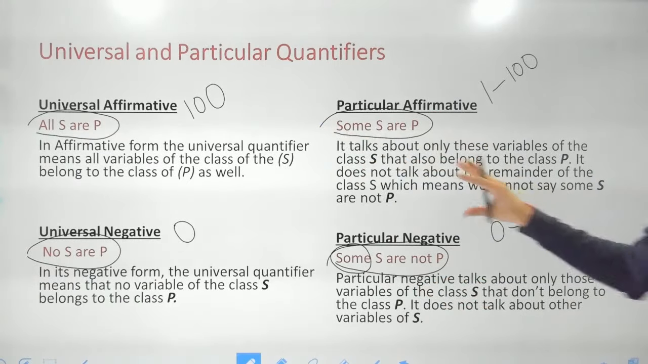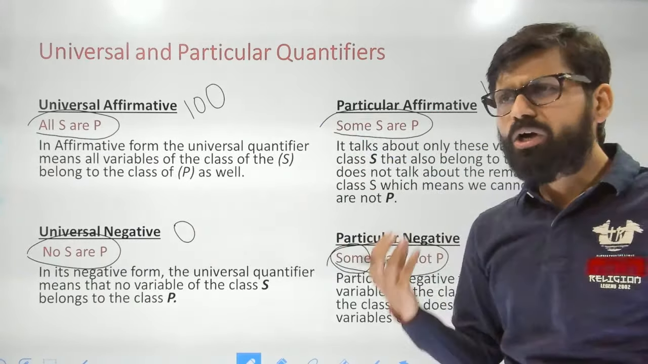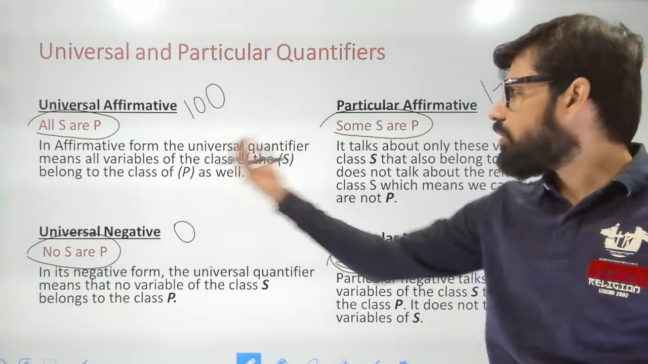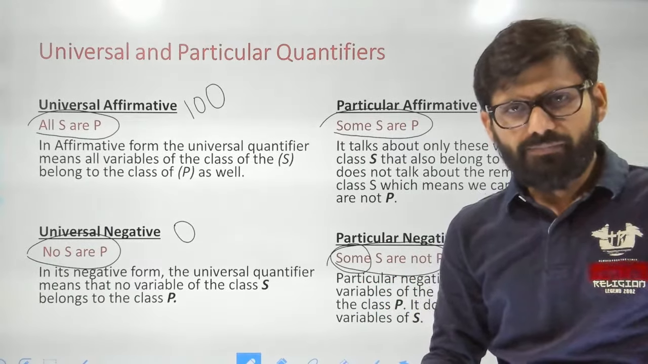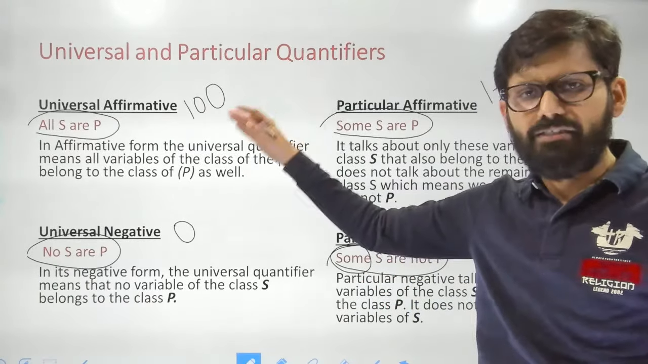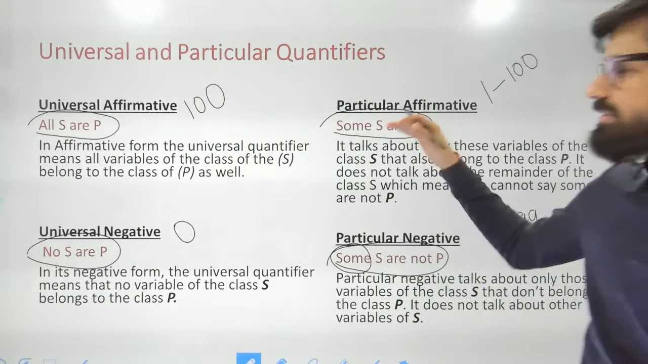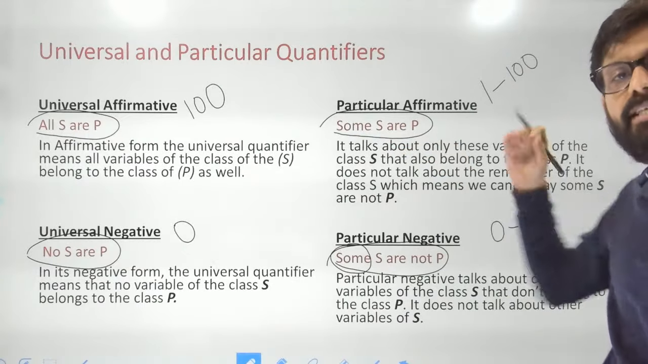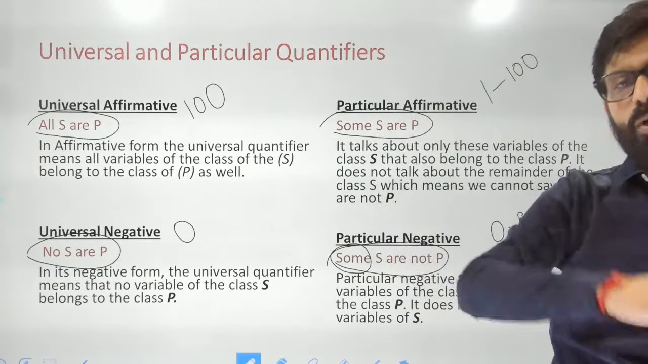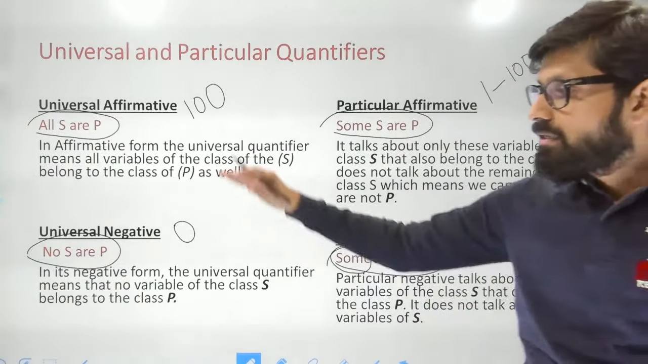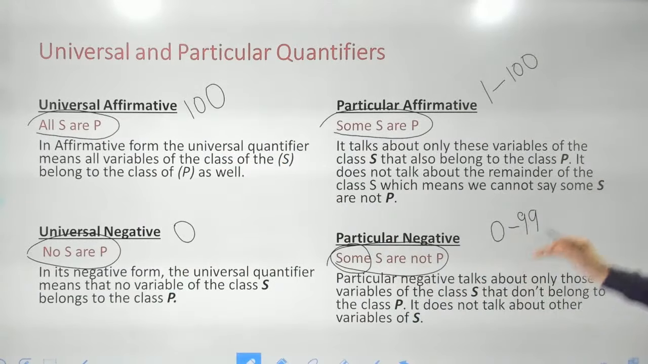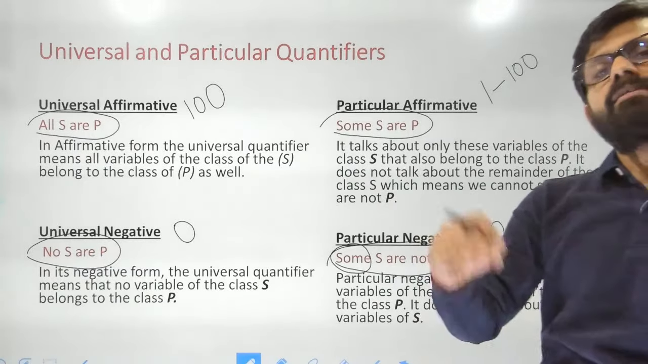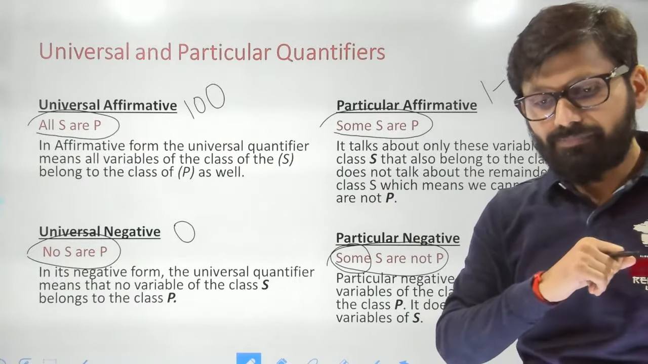So this is how we are treating these quantifiers, and we are calling these words quantifiers, all, some, no, some not, because they signify a quantity. All signifies 100, all elements. Some signifies 1 to 100, any element from 1 to 100, everything in between. No signifies 0. Some not signifies anything between 0 and 99, including 0 and 99.